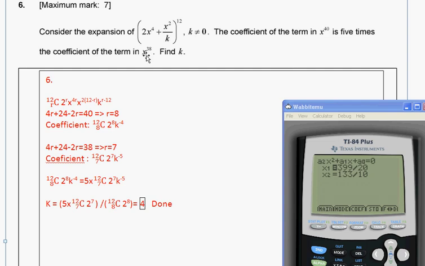So this is the expression of the r-th term. There is a formula. So we make the exponent of x equal to 40, then it is when r equals 8, and the coefficient will be, for r equals 8, we put 8 here, and so on, so we have this expression. For exponent of x 38, r equals 7, so the coefficient will be like this.